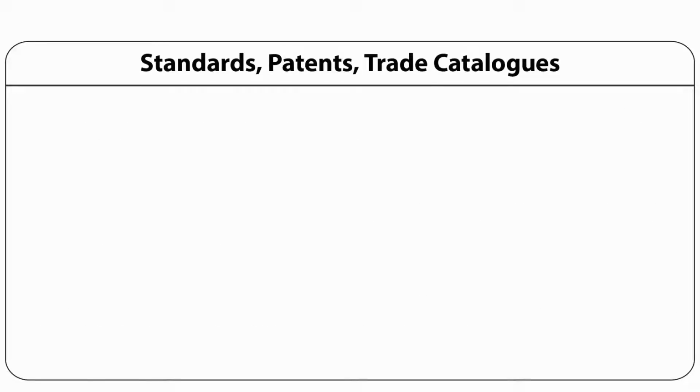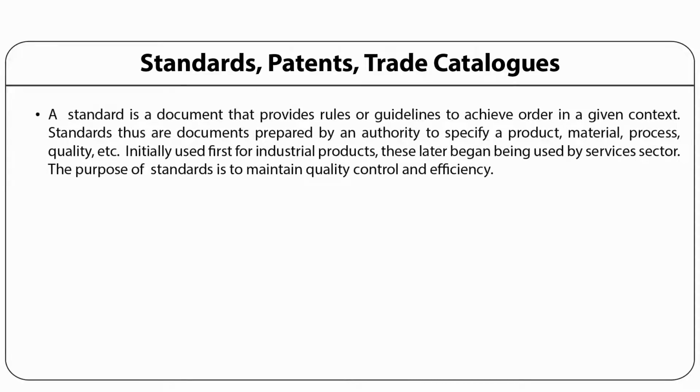Standards, patents, and trade catalogs are also current sources of information. A standard is a document that provides rules or guidelines to achieve order in a given context. Standards are documents prepared by an authority to specify a product, material, process, quality, etc. Initially used first for industrial products, these later began being used by the services sector.